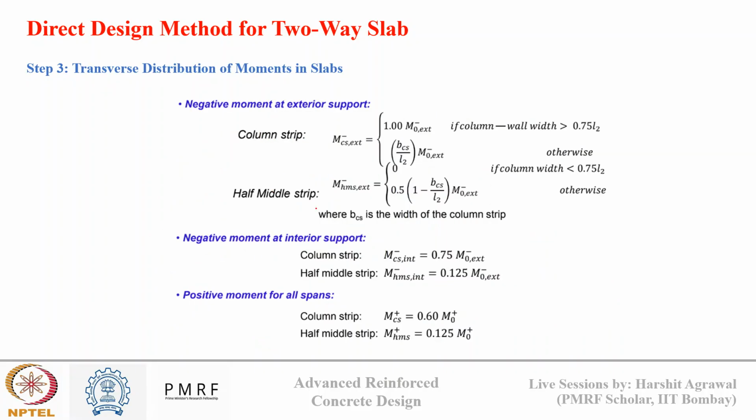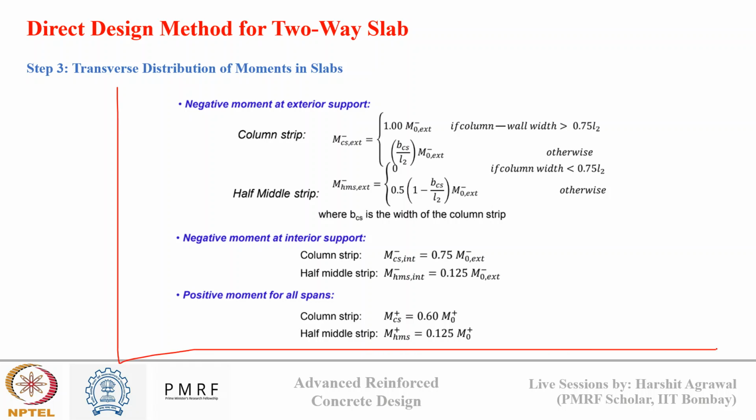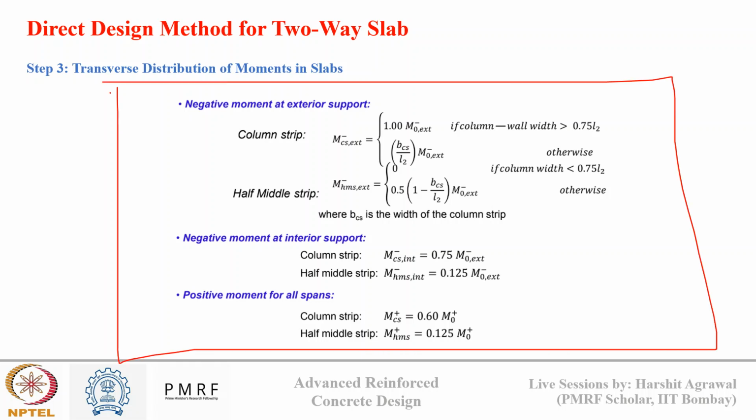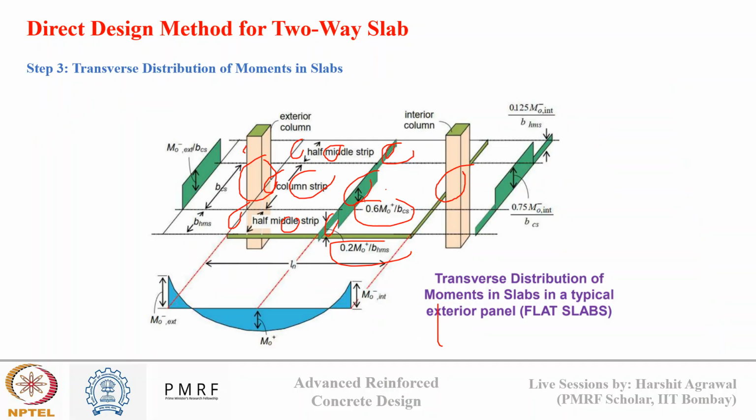This is from IS 456, what the code says about moment distribution. This chart shows the entire moment distribution in the transverse direction, as per clause 31.5.5 of IS 456. At the exterior support, negative moment distribution depends upon the column wall width. If the column wall width is more than 0.75 times L2, the column strip will have all the moment, and the half middle strips at the edges will have no moment.